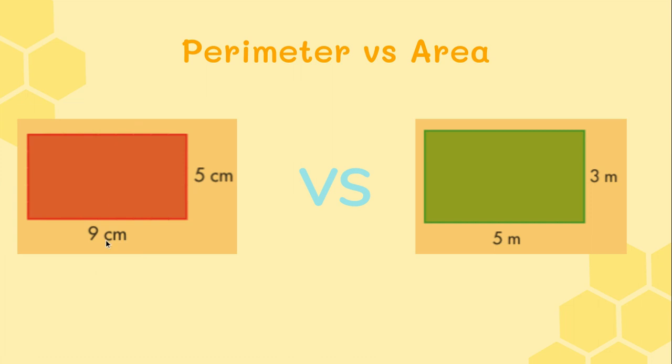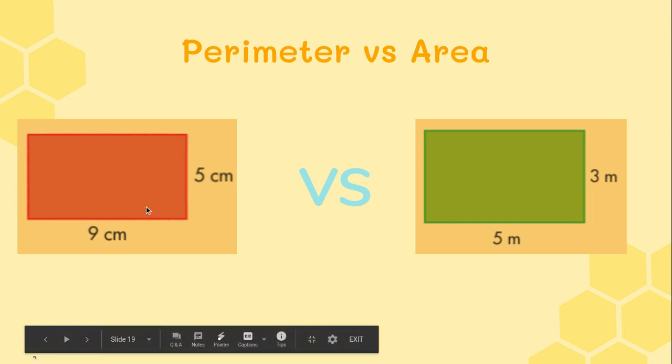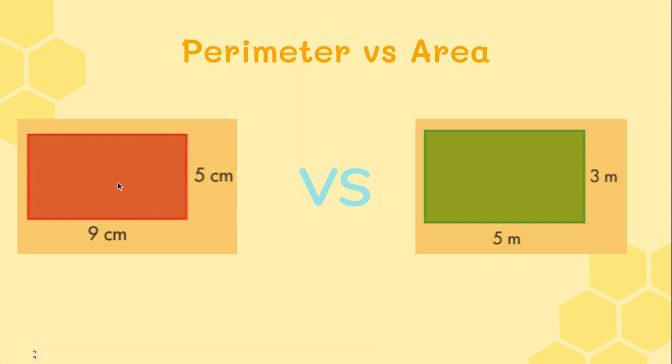Now, to find my area, I'm going to multiply the two of them. So I'm going to multiply 9 times 5, and I'm going to get 45. So my area is 45 square centimeters. So my perimeter is 28 centimeters, and my area is 45 centimeters squared. All right, now let's look at this one.